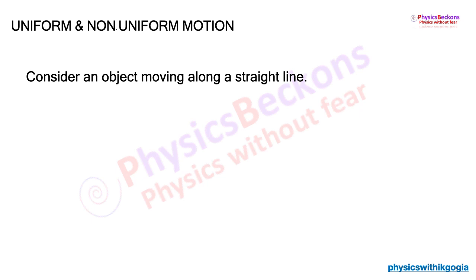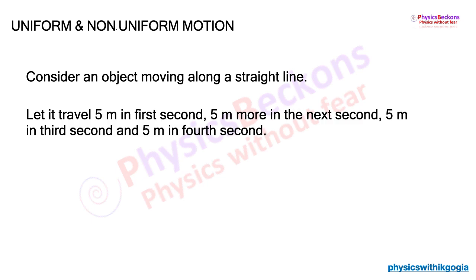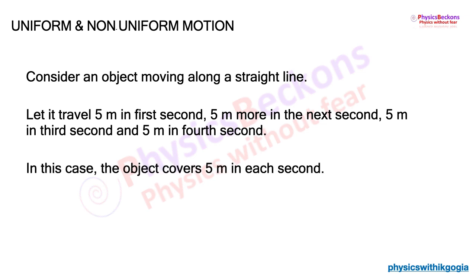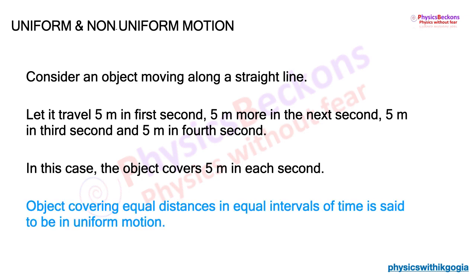To continue the study further, there are two different types of motions which an object can have: uniform motion and non-uniform motion. Let us consider an object moving along a straight path. Suppose it travels 5 meter in first second, 5 meter in the next second, 5 meter in the third second, and 5 meter in fourth second, and so on. In this case, the object covers 5 meters in each second. Such objects which cover equal distances in equal intervals of time are said to be in uniform motion.